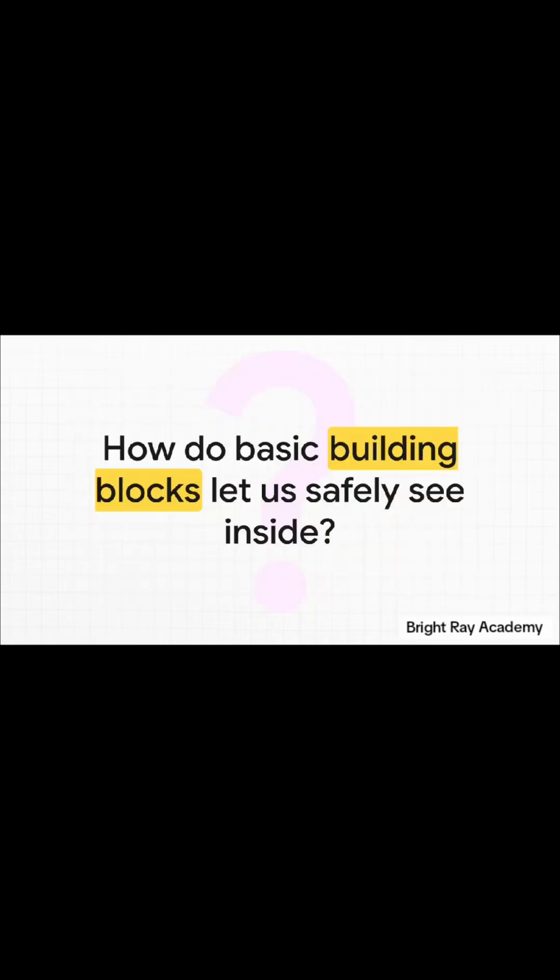Which brings us right back to our starting point. How do the universe's most basic building blocks let us safely see inside ourselves? Well, by understanding the theoretical interchangeability of matter and energy, and by learning exactly how ionizing radiation interacts with our atoms, we've mastered the ability to illuminate the human body. From an accidental glow in a 19th century lab to the advanced digital scans we have today, radiologic science is a massive triumph of human curiosity.